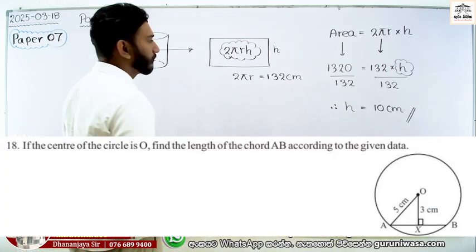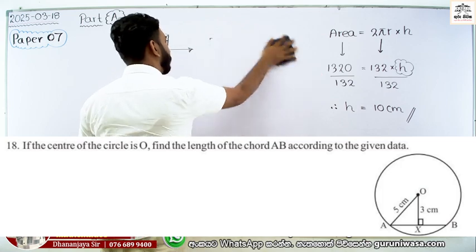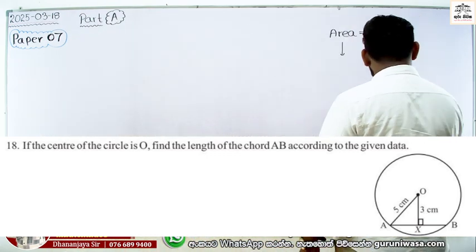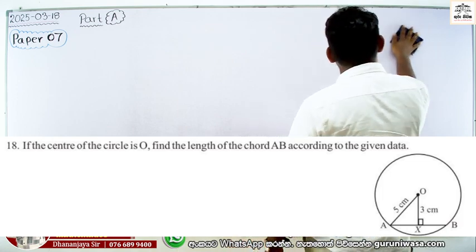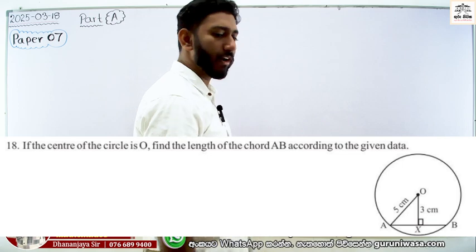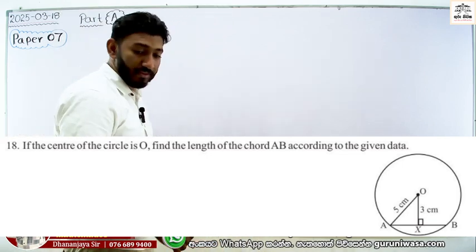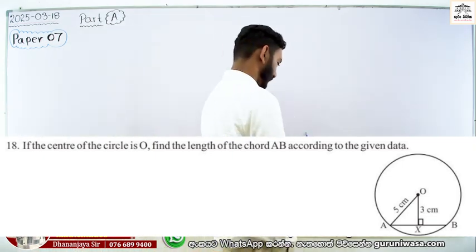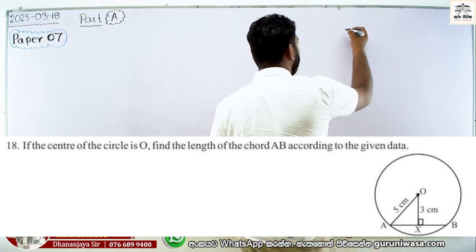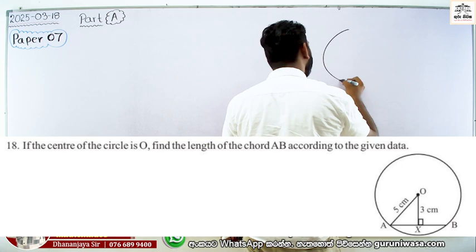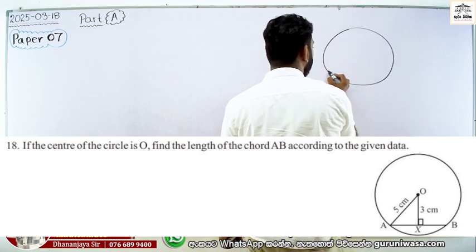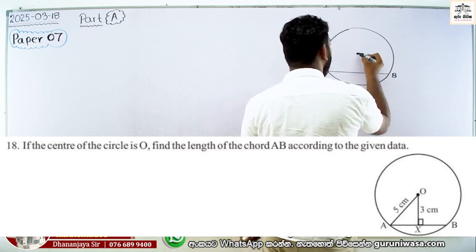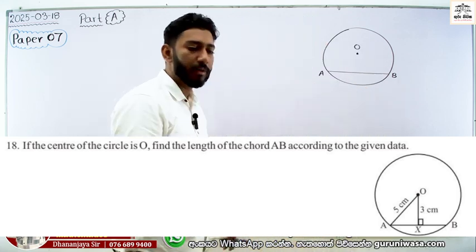Question number 18. This is also related to the geometric parts, the angles, the size, the length. Look at this. This is also a very important thing. AB we call a chord of a circle, and O is the center. That's the default form.